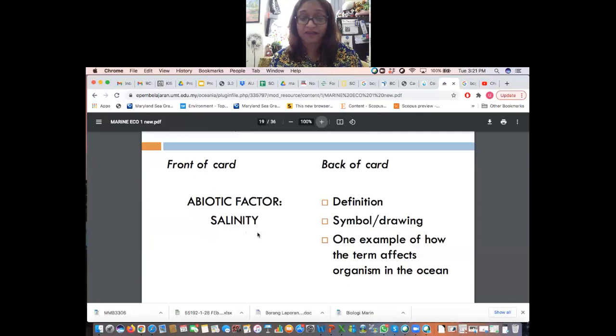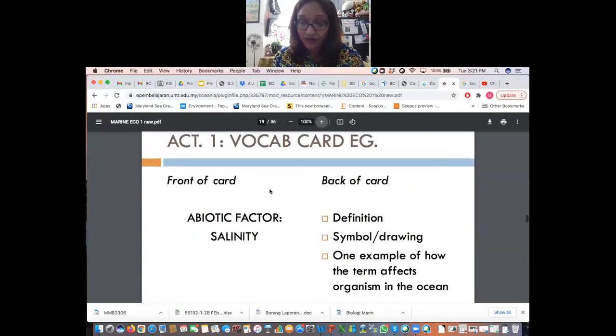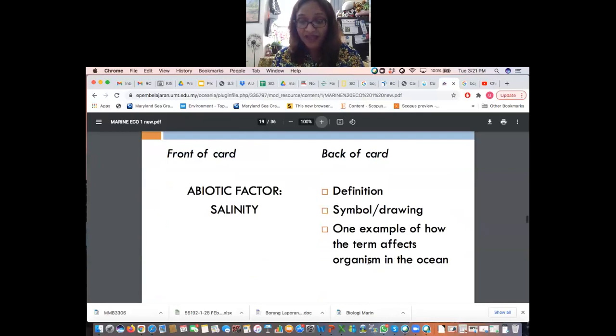If you're talking about salinity, what is the definition of salinity? Can you draw a symbol? When you talk about symbols, say water clarity, the eye shows clarity. Wave action, so it's a wave. So draw a particular symbol. And what examples show how the term affects organisms in the ocean?